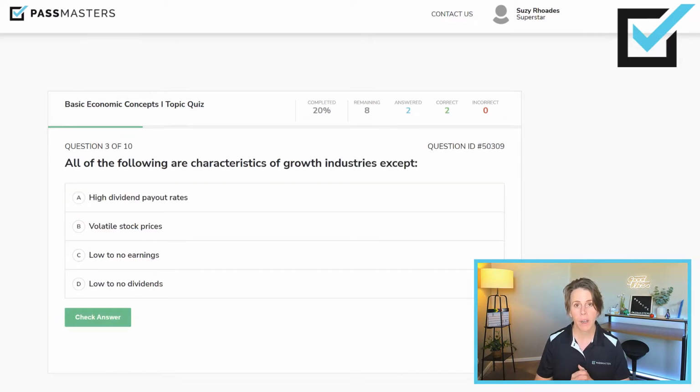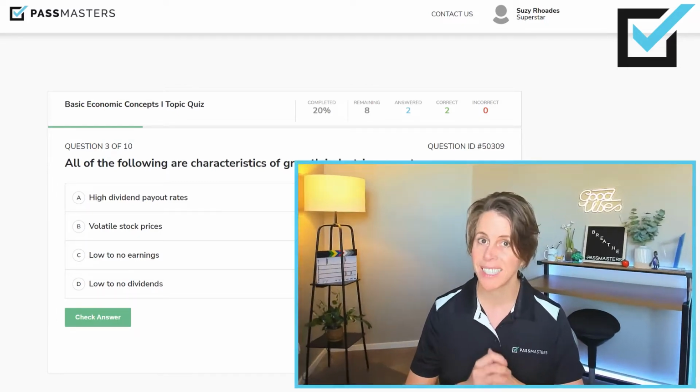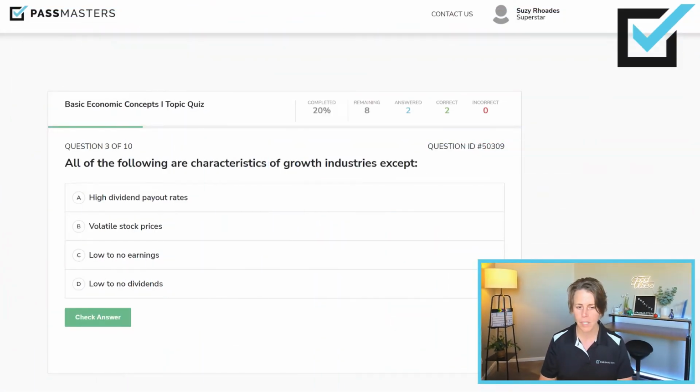All of the following are characteristics of growth industries except. This is one of those questions I want you to reword in English without the except. So I literally suggest writing this on your scratch paper without the except and then reading it. There's something about reading it without that negative that it just makes more sense in your brain. So let's see, how could we reword it? Which is not a characteristic of growth industries.